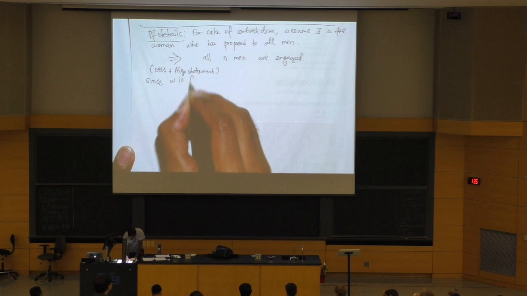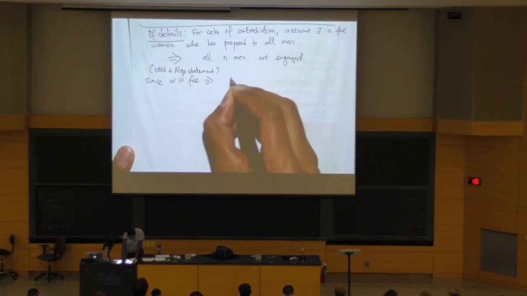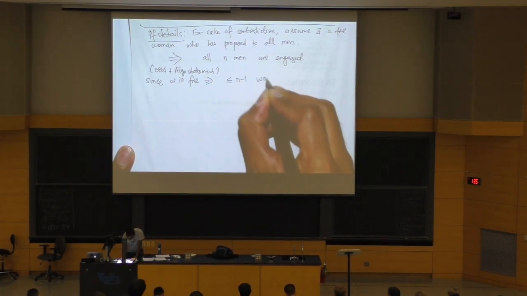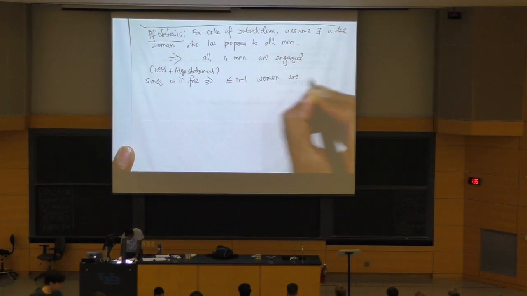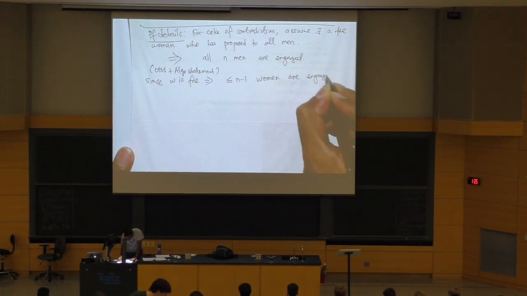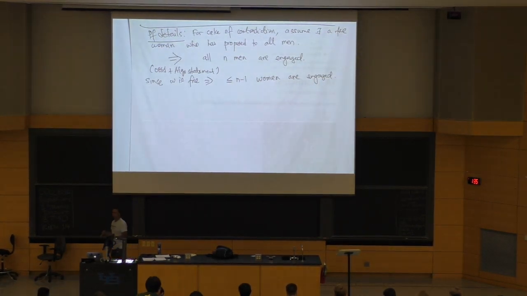Since W is free, this implies at most n minus 1 women are engaged. Now hopefully you already see the contradiction. I'm saying there are n men who are engaged, but then I'm saying there are at most n minus 1 women who are engaged. And that clearly cannot happen. And how do we argue this formally? This is where we use the pigeonhole principle.